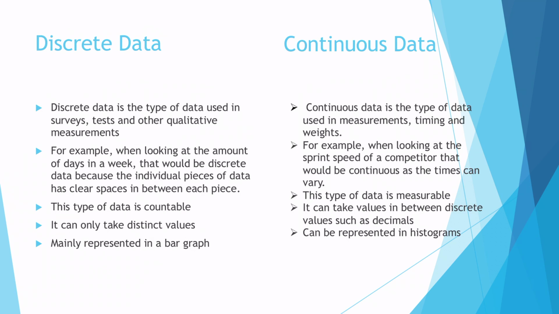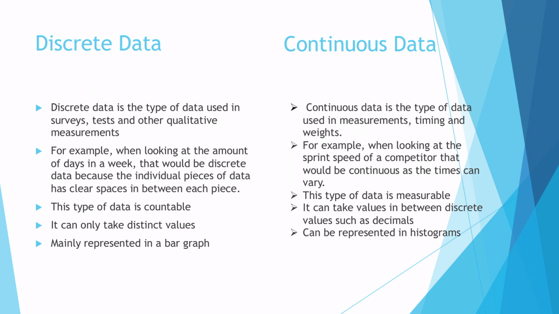Moving on to the types of data now, which is very situational for what you are looking for. Discrete data is a type of data used in surveys, tests, and other qualitative measures. As you can see, it's when we are looking at the days of the week or how many even numbers there are in a certain test result, or looking at the amount of students who are male or amount of students who are female in a class.